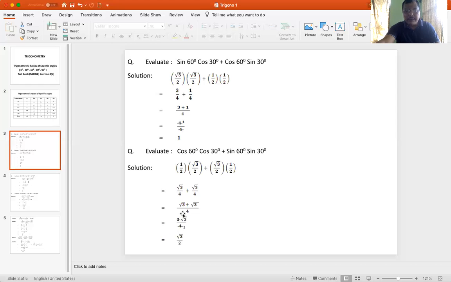Next line we have this root 3 and root 3 are similar terms, so therefore root 3 and root 3, if we add together, we have 2 root 3. Below the denominator, we have 4. So therefore, we have 2 root 3 by 4. Now, these numbers, 2 and 4, have a common factor, 2, so we cancel this. 2 times 2 is 4. So therefore, in the next line, we have root 3 by 2.